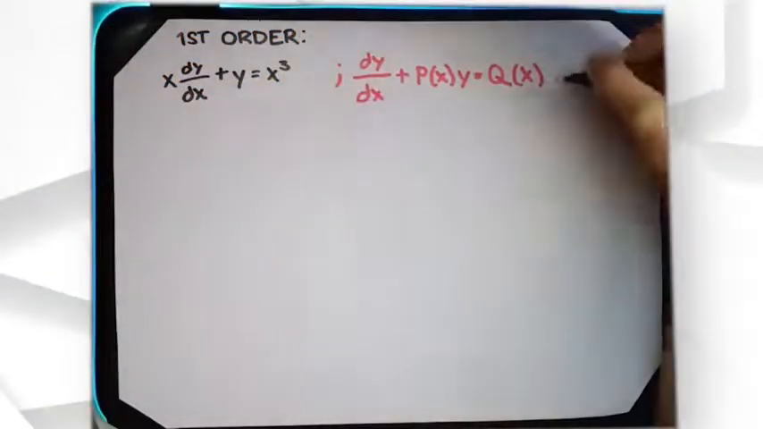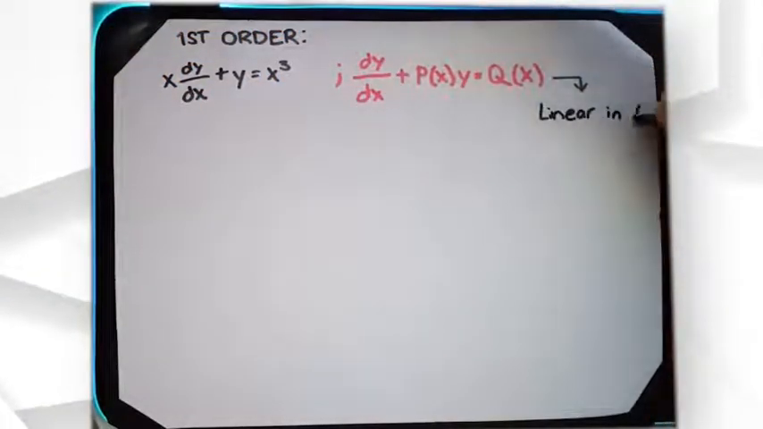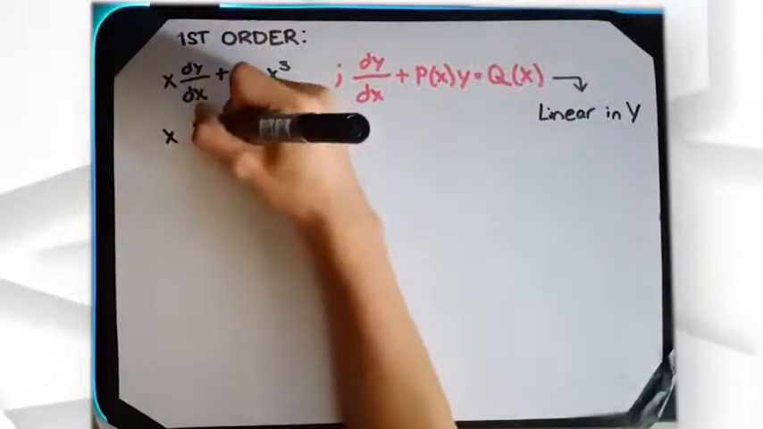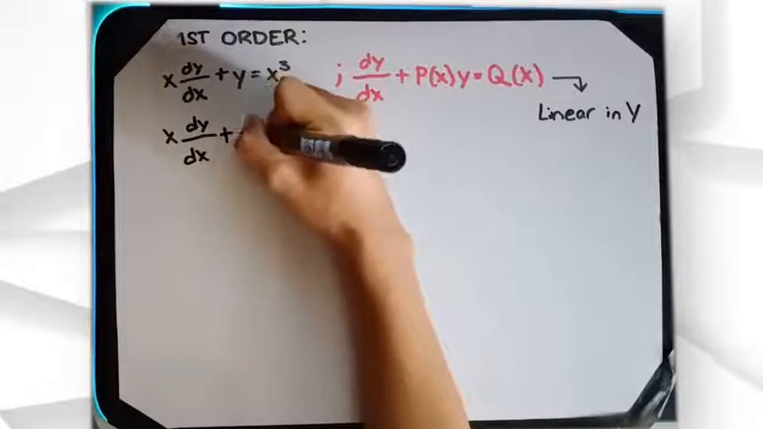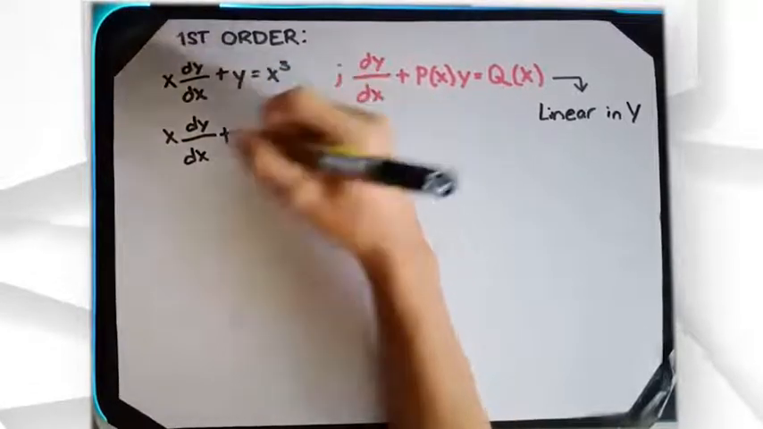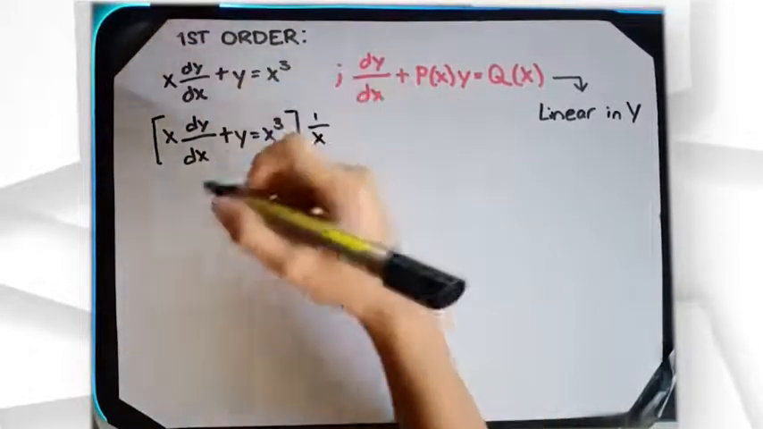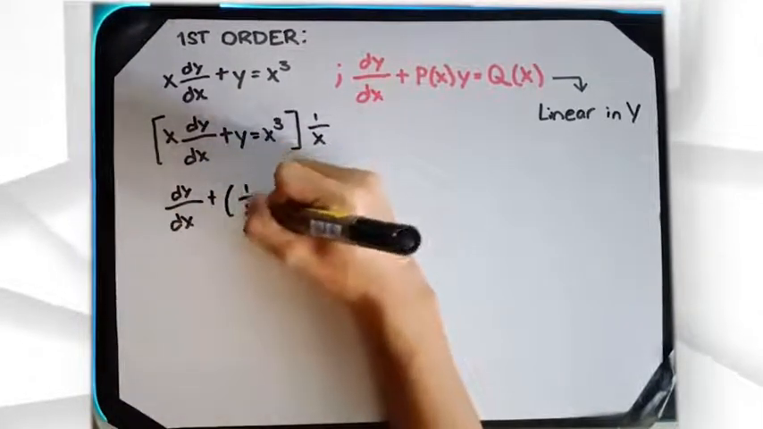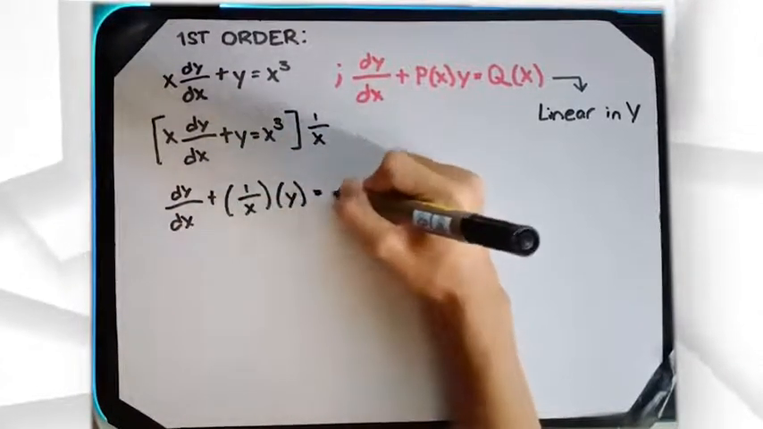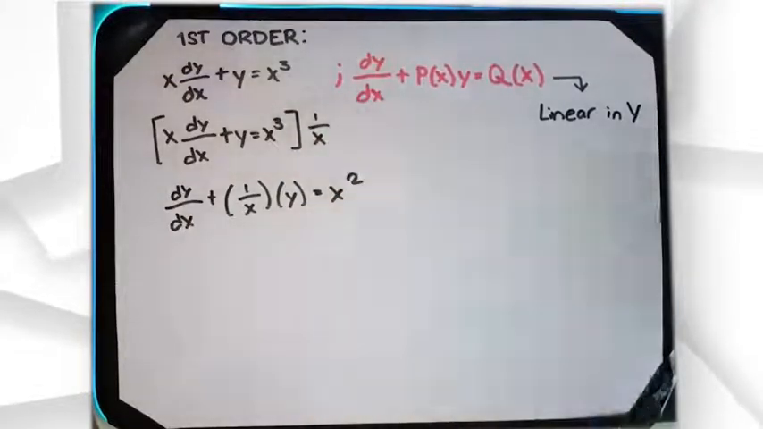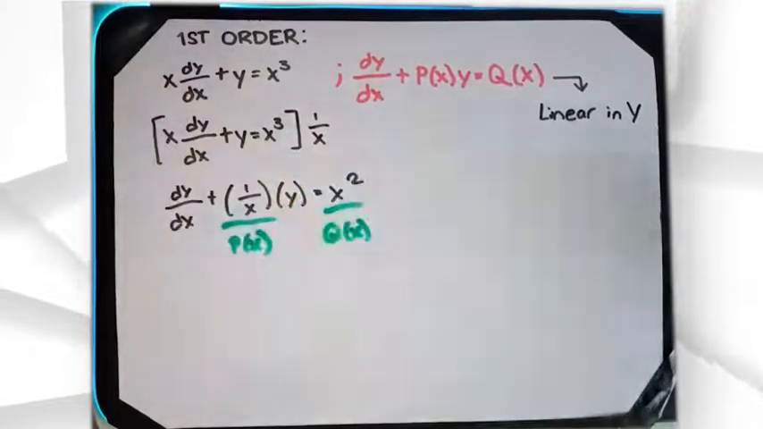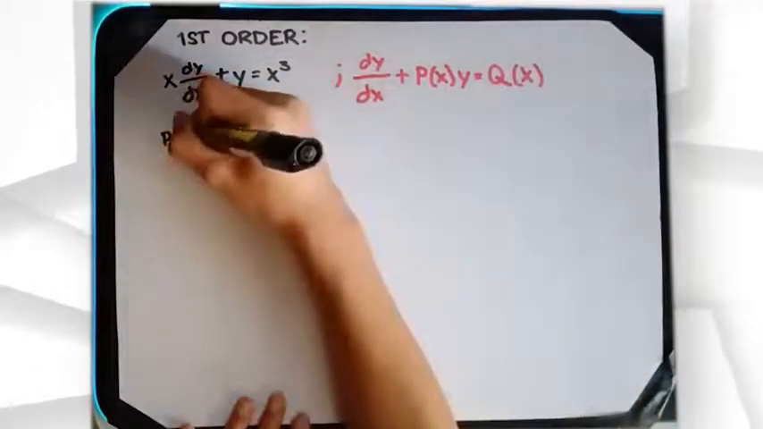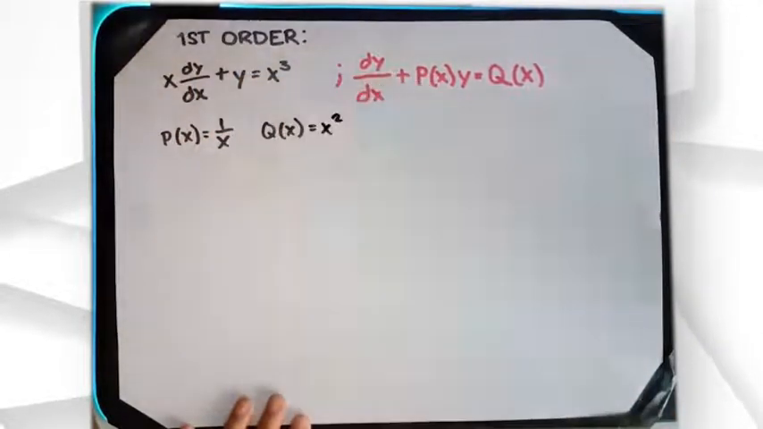So our goal here is to transform this DE into the form from a while ago that is linear in y. We can do that by multiplying the whole equation by 1 over x. So let's copy first the whole equation, then multiply it by 1 over x. Then we will have dy over dx plus 1 over x times y is equal to x squared. Now, as you can see, we can get the values of P(x) and Q(x). The value of P(x) is 1 over x, and the value of Q(x) is x squared.